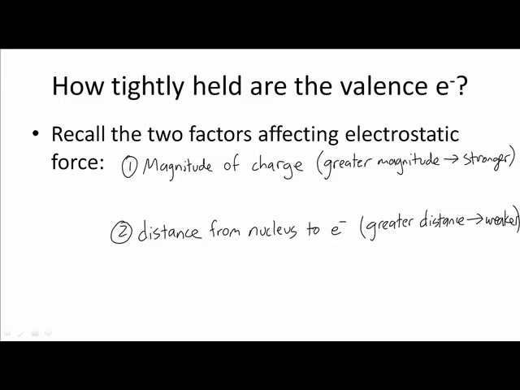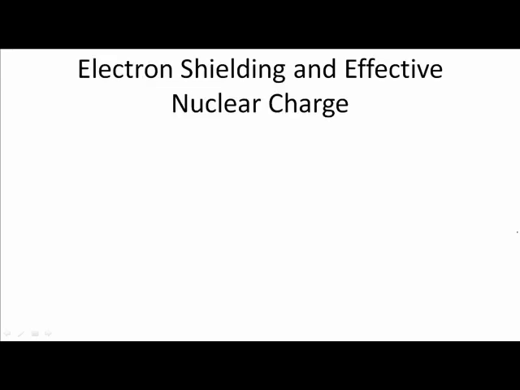So let's think about how these two things change as you move around the periodic table. All right. First of all, if we want to consider the magnitude of the charge, why does the magnitude of the charge change? What is it that changes when you go from one element to another?